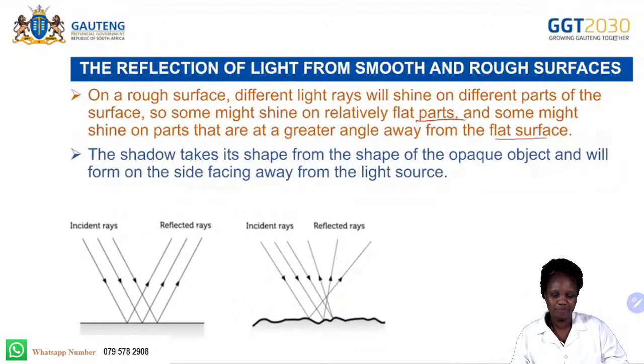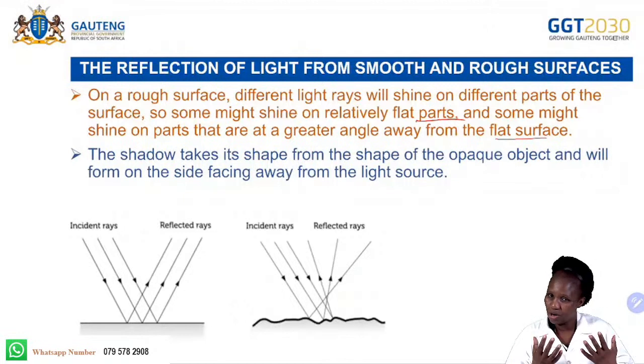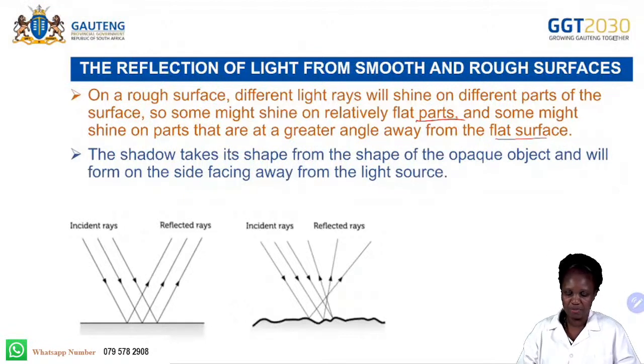Good. The shadow takes its shape from the shape of the opaque object and will form on the side facing away from the light source. Now we know that if we've got an opaque object and light is striking there, the opaque object will not allow light to pass through, it will block it. Then on the other side, we'll see a shadow. Okay, let's move on.